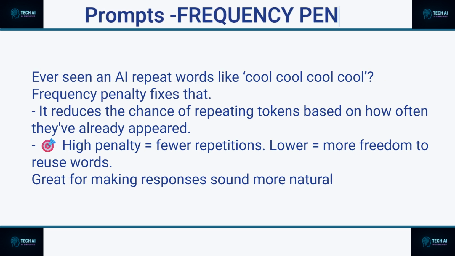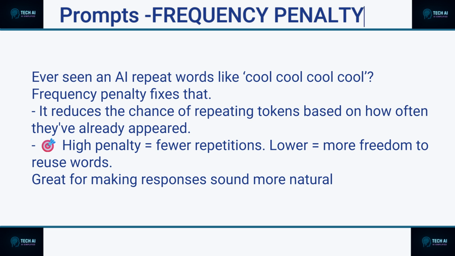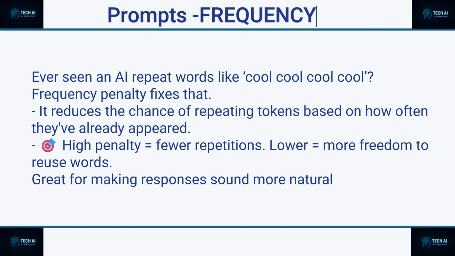Ever seen an AI repeat words like cool, cool, cool, cool? Frequency penalty fixes that. It reduces the chance of repeating tokens based on how often they've already appeared. High penalty equals fewer repetitions. Lower equals more freedom to reuse words. Great for making responses sound more natural.